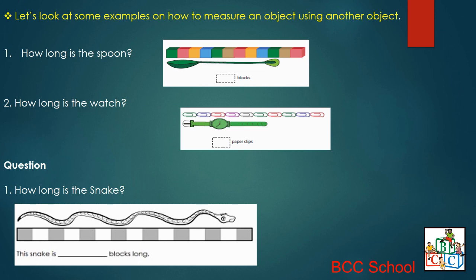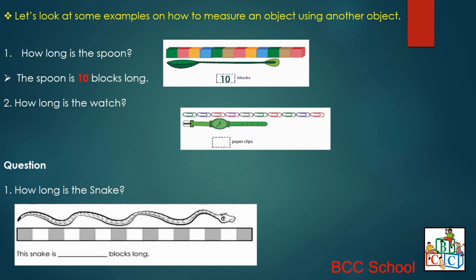Do you see the first question, a spoon and some blocks? To find how long the spoon is, we will have to count the number of blocks from the start point of the spoon till the end point of the spoon. I'll give you the time to count. How many blocks do we have? 10 blocks. Very good. So the spoon is 10 blocks long.